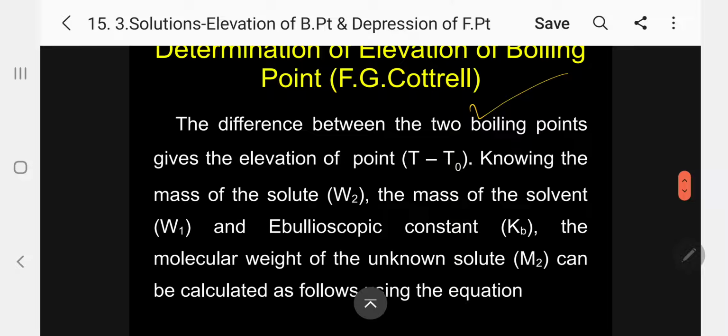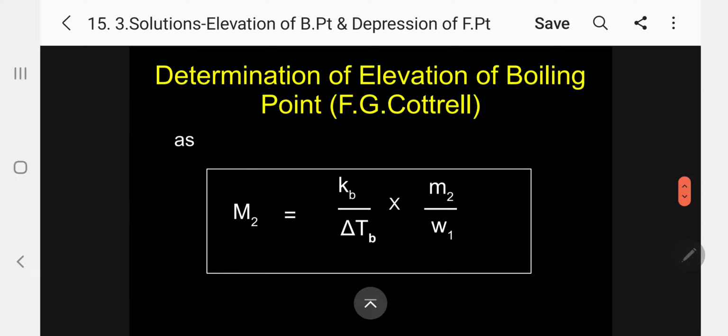The difference between the two boiling points gives the elevation of boiling point, that is, T minus T0, the elevation of boiling point. Knowing the mass of solute, W grams, the mass of the solvent, W1 gram, and the ebullioscopic constant Kb, which is available in the literature for each solvent. For water, it is 0.52. The molecular weight of the given unknown solute, M2, can be calculated using the following equation we have already shown. So this is the final equation you have to apply.